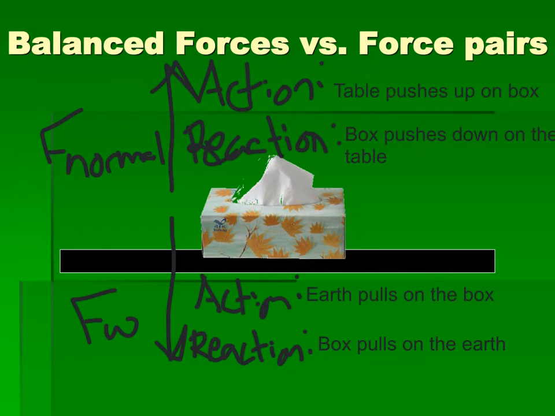So what two things are balancing each other out? Well, it's kind of this, and then table ties into it, but really the earth pulls on the box. Makes sense. The box does pull up on the earth. Now obviously the box has less mass, so it has less gravity, so its pull is much, much, much weaker than the earth, but that is the action-reaction pair.